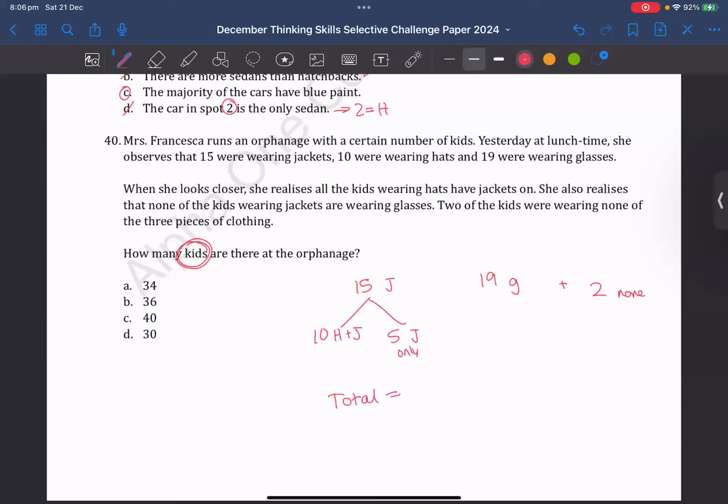So total is actually going to be equal to this 10, this 5, this 19, and this 2. And when we add all that up, 10 plus 5 plus 19 plus 2, we should get 36. Yes, 36, which is how we get B.